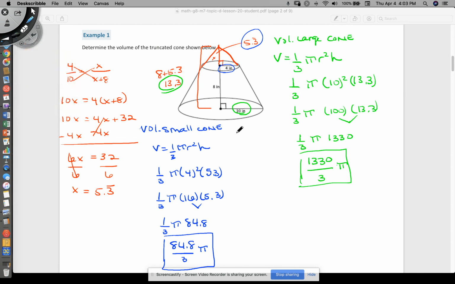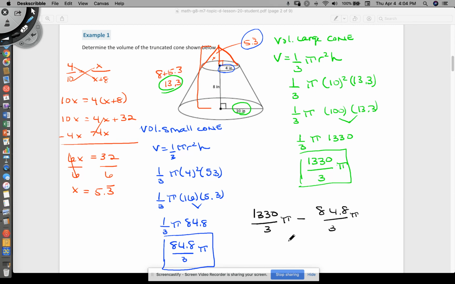And now I'm going to put these together by subtracting them. So I'm going to say 1,330 over 3 pi, take away 84.8 over 3 pi. This is also why I do not change these into crazy decimals, because I wanted my denominators to be the same when I divided. If you have big decimals, then you can get a very strange answer. So keep it in fractional form if the 3 does not divide completely into it. Keep it as is, keep it improper, because when you go to subtract, you're going to want your denominators to both be the same. So I'm just going to subtract straight across.